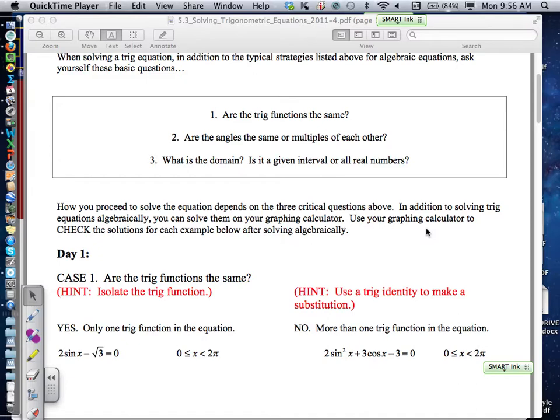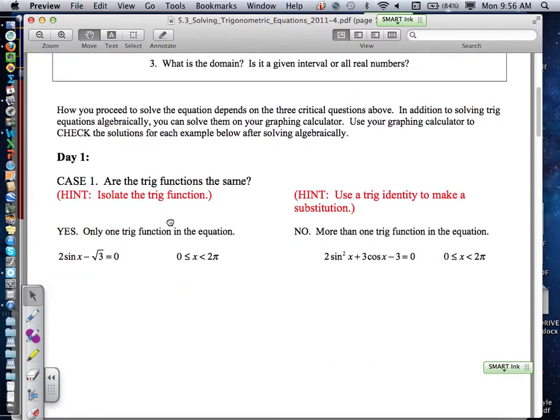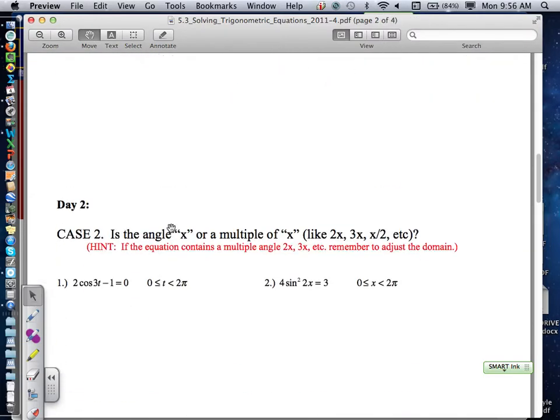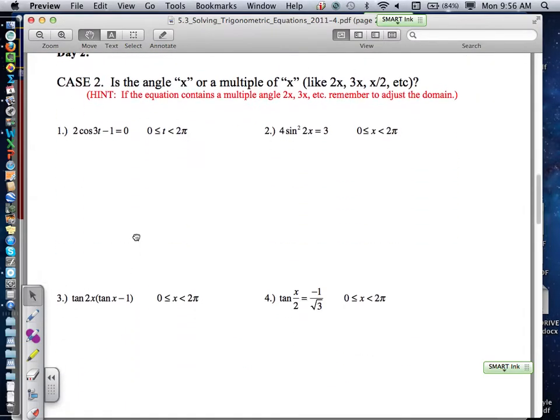Today we're going to look at the question, are the angles the same or are they multiples of each other? What I mean by that is, instead of having sine x equals a half, what happens when we have sine 2x equals a half, for instance? So we're going to take a look at the problems for today, which are right here.